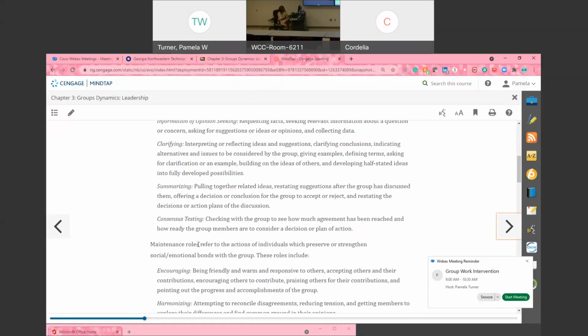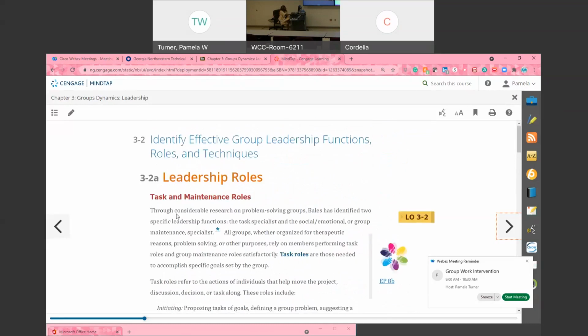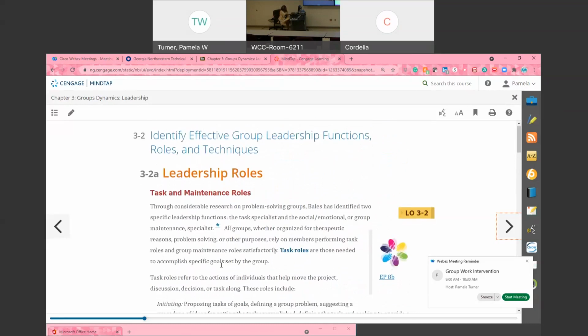Consensus testing is checking with the group to see how much agreement has been reached. So consensus taking is, wow, are we all good on this? Are we all ready to go? Now those are some of my task roles. Task roles are getting jobs done, task.